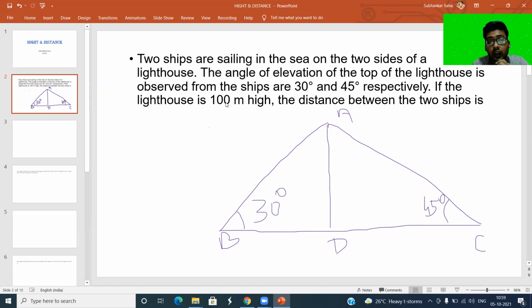If the lighthouse is 100 meters in height, lighthouse का height कितना है, 100 meter. Then the distance between the two ships. B is one ship and C is one ship. Distance between the two ships means we have to find the distance BC. BC is equal to BD plus DC.